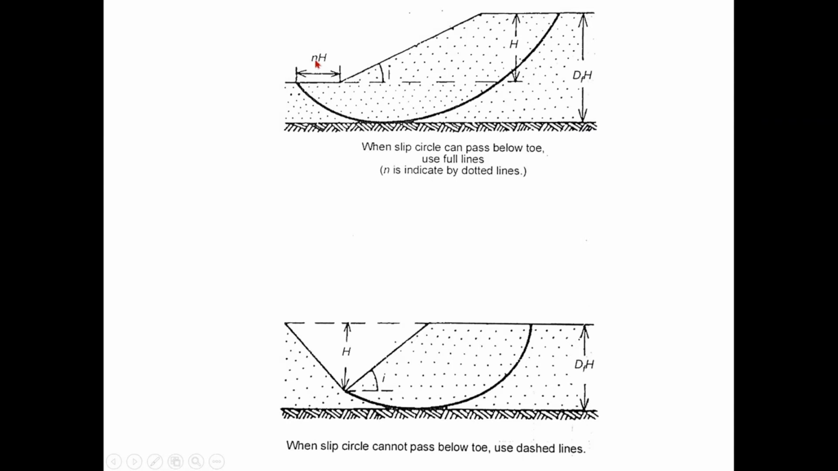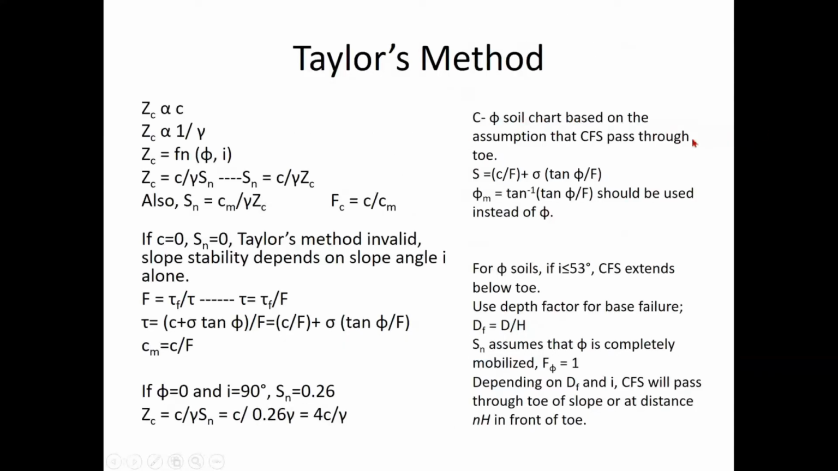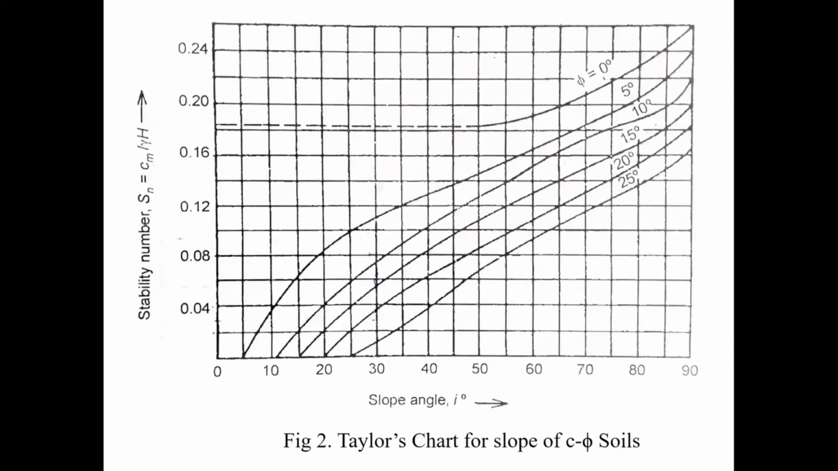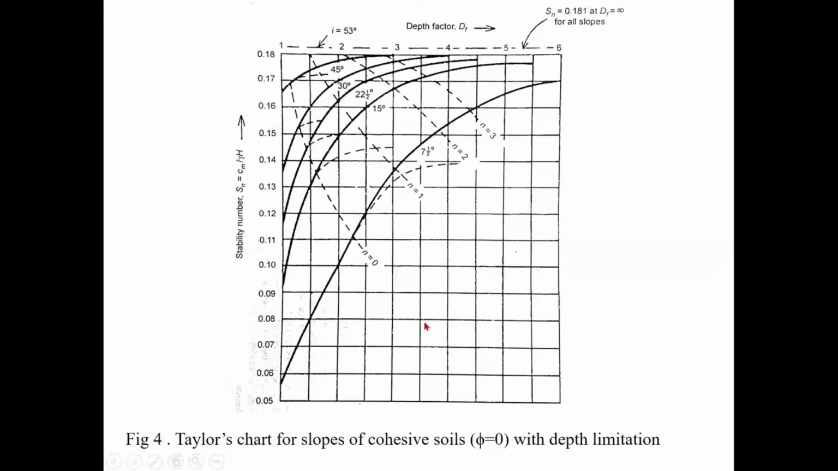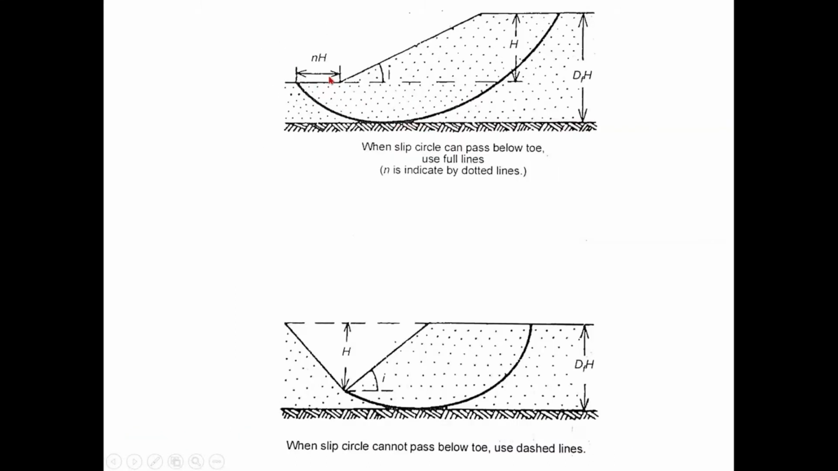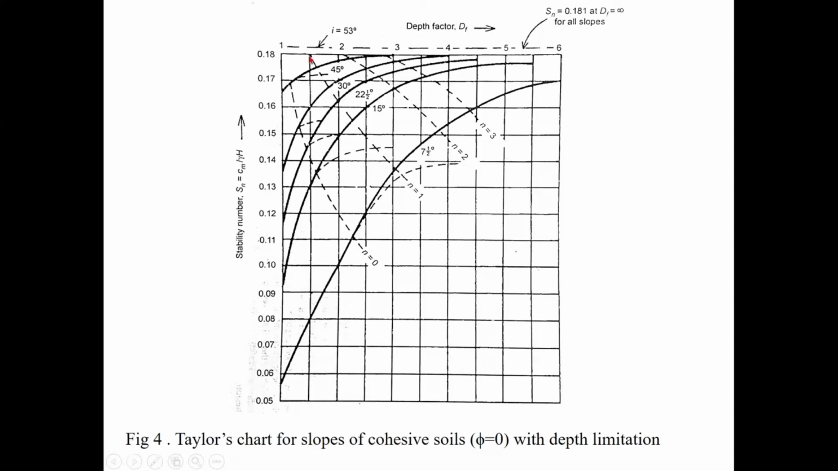The C-phi soil chart is based on the assumption that the critical failure surface passes through the toe or above the toe. For purely cohesive soils, it is assumed that the critical failure surface passes at some point above the toe or at the toe, where you find this factor n and this factor df. Based on this, for purely cohesive soils, you can find out your stability number.